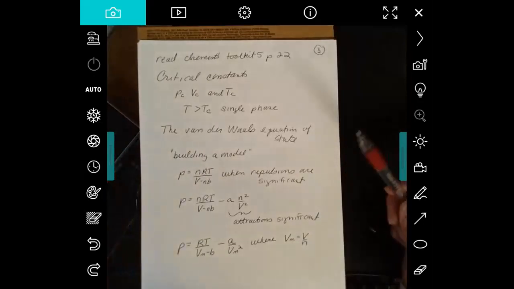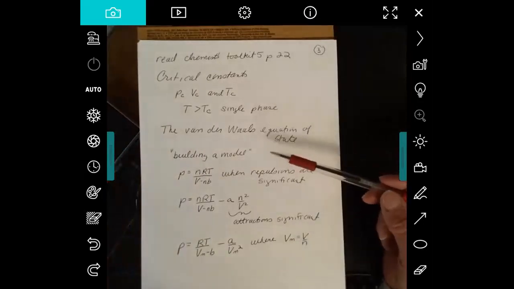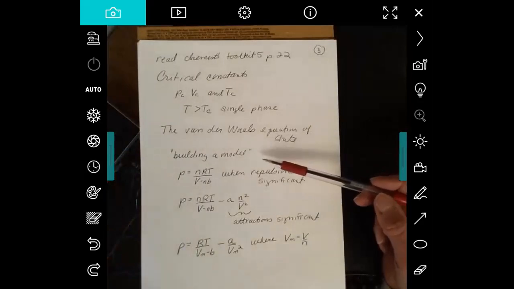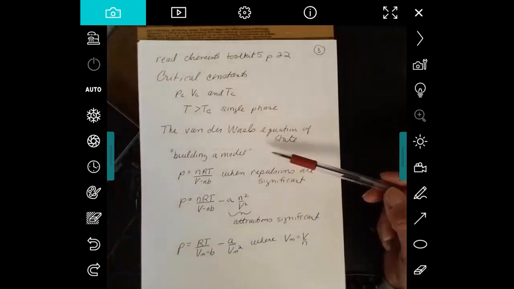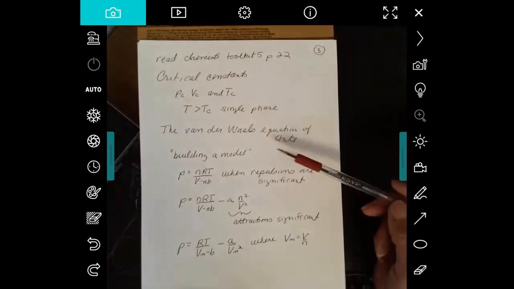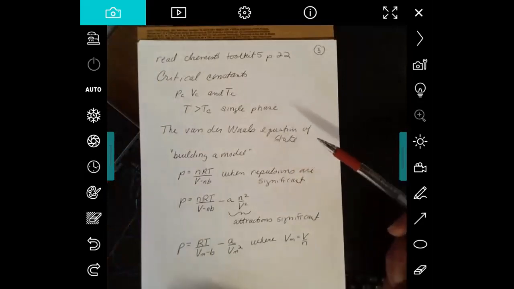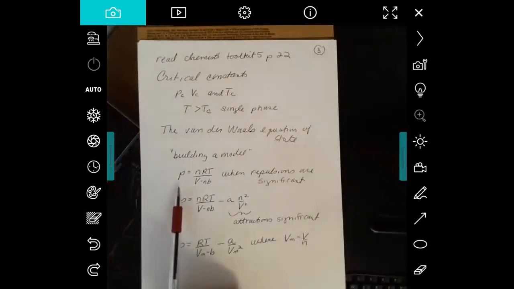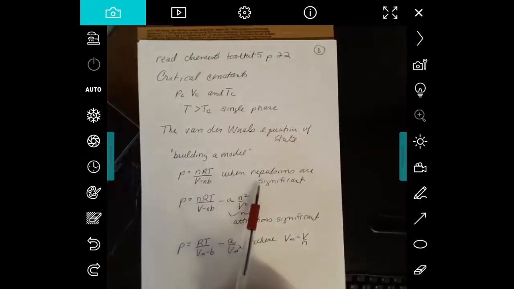So often you can build a model that helps you visualize the physical difference between a real gas and a perfect gas. And that's what the van der Waals equation of state is. So if we start out with PV equals nRT, I take V over here, and then the first correction we can make is for the repulsions.